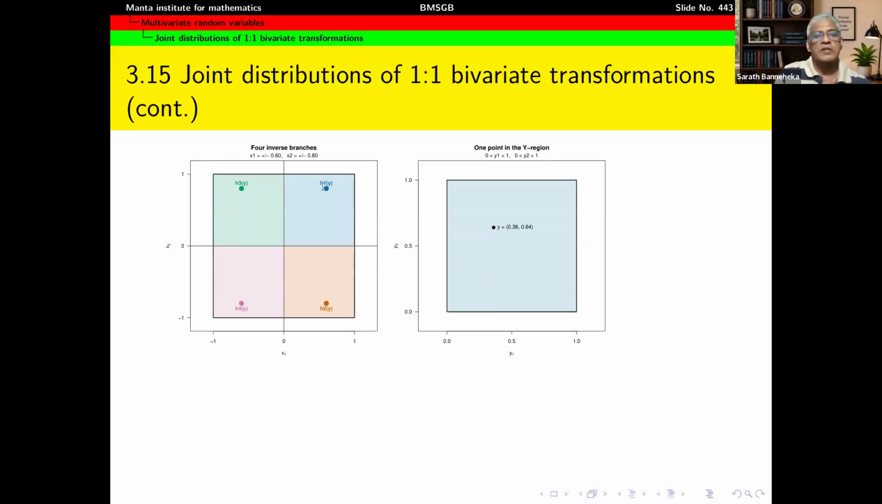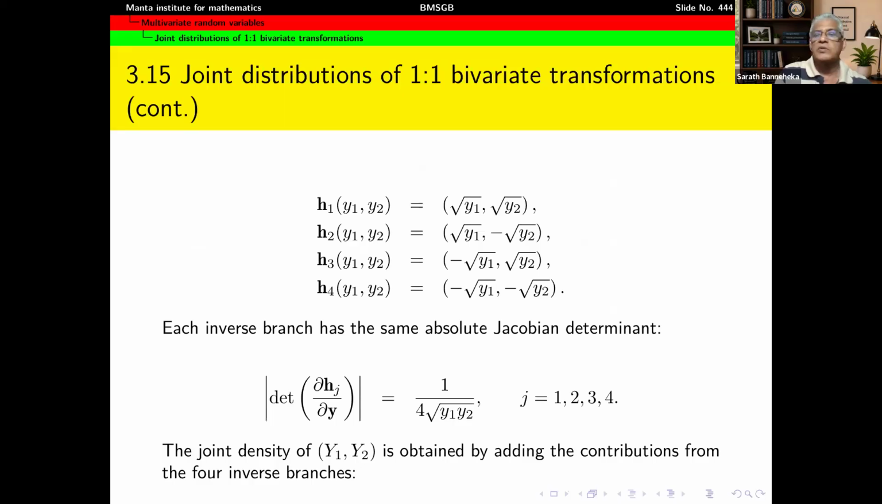But if we consider the transformation from this to this, it is one-to-one. From this to this, that is one-to-one. And similarly, the inverse transformation from this to this point is one-to-one, and so on for each of the four. So let's consider those inverse transformations. Inverse transformations are denoted by H1, H2, H3, H4.